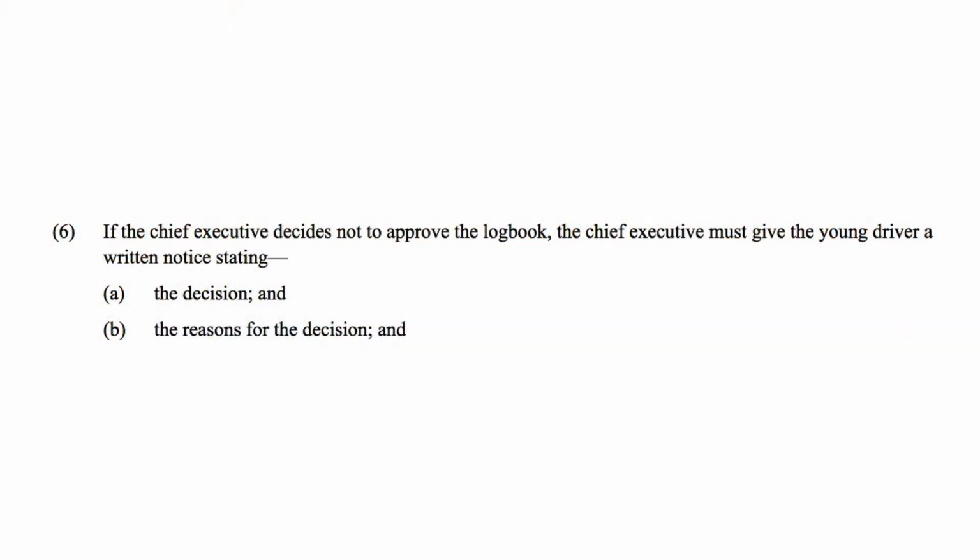We've been looking at Regulation 32, which is all about approving logbooks. Subregulation 6 says that if the delegate decides not to approve a logbook, they must give the young driver a written statement, including both the reasons for rejecting the logbook and the appeal mechanisms open to the young driver. So, if you're after information specifically about your decision, then the ADJR Act or the specific legislation might offer you some assistance.